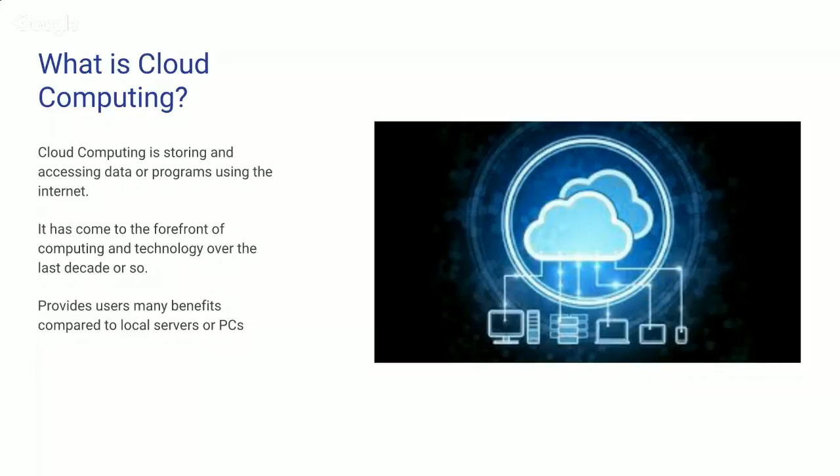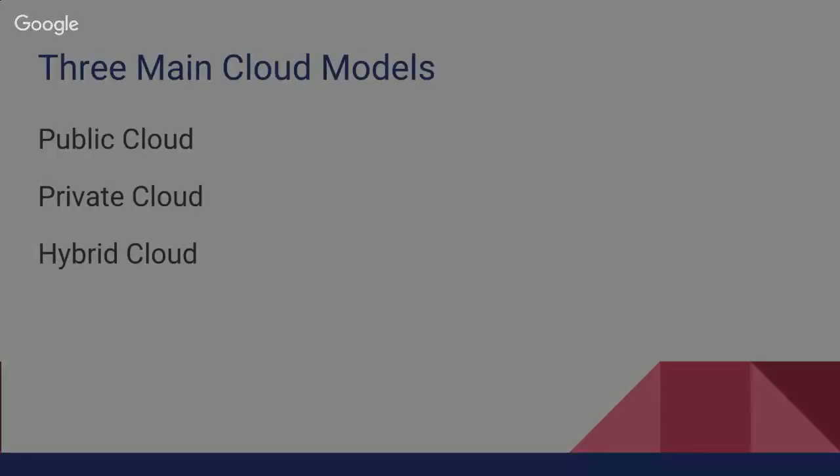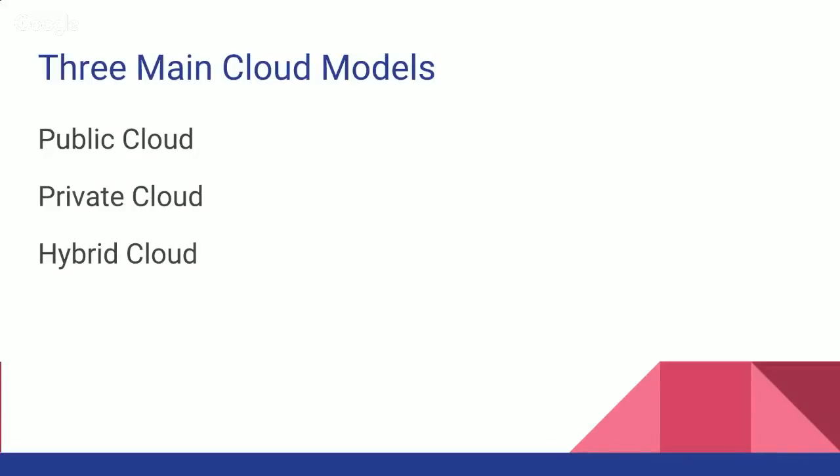These benefits include being able to access data anywhere with a device that has an internet connection and being able to work with multiple people on the same project at the same time. So the three main types of cloud models are the public cloud, the private cloud, and a hybrid cloud.